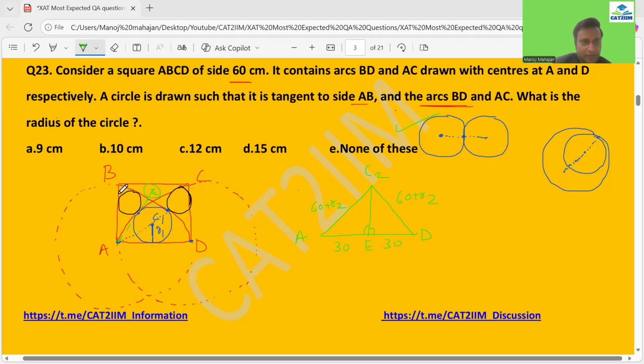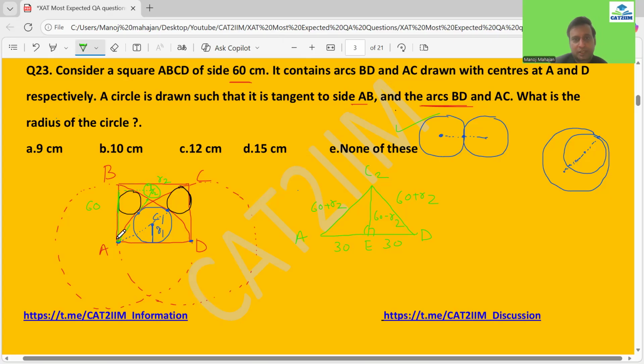So if you try to find out this length C2E, this entire is 60, right? How much is this portion if I look at R2? Correct. So this length would be nothing but 60 minus R2. So this entire AB is 60, this is R2, so this length would be nothing but 60 minus R2.